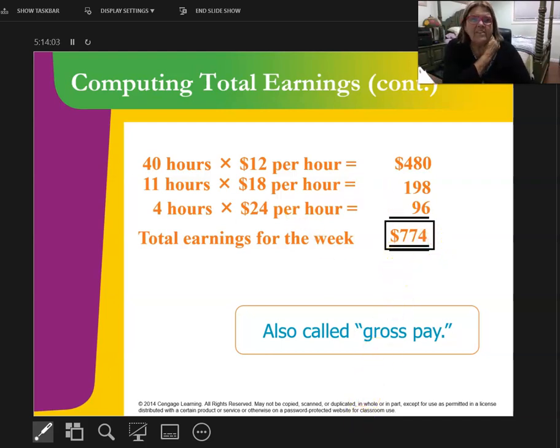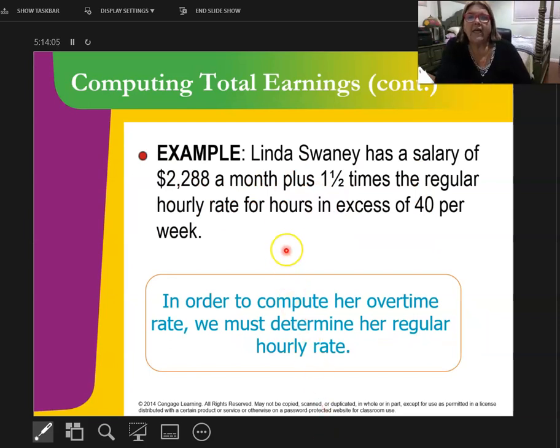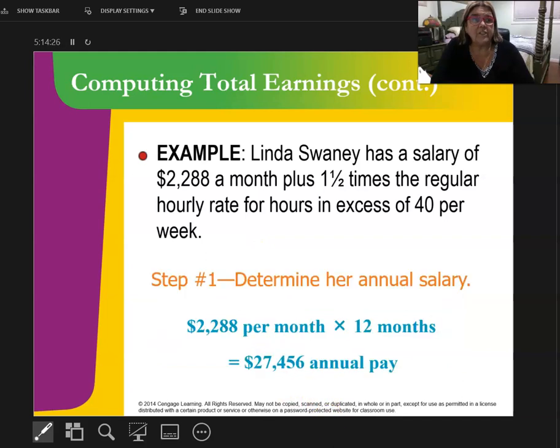Let's look at a sample of salary. So Linda has a salary of $22.88 a month plus 1.5 times the regular hourly rate for hours in excess of 40 per week. Now here's the problem. All we know is how much she makes per month. So we actually have to back ourselves in to find her hourly rate. And here's how we're going to do it. First, we need to take her annual salary. So she's $22.88 per month times 12 months. So this is her annual salary.